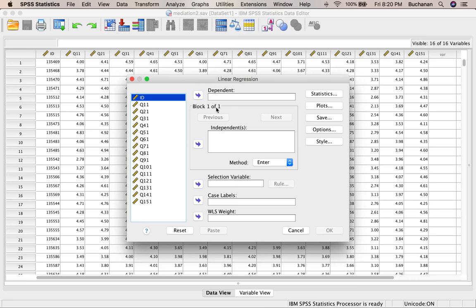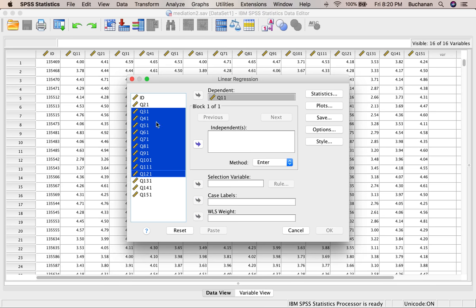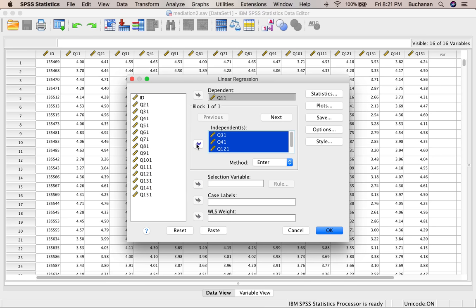So you have to remember what the variables are. Our dependent variable, we're trying to predict the overall rating. So that's question 1. And then we're also going to include question 3 and 4 as our mediators. Question 12, whoops, hold down control, not shift, question 12 as our covariate, and question 15 is our X variable. So we're just going to put all of those in the independent box.